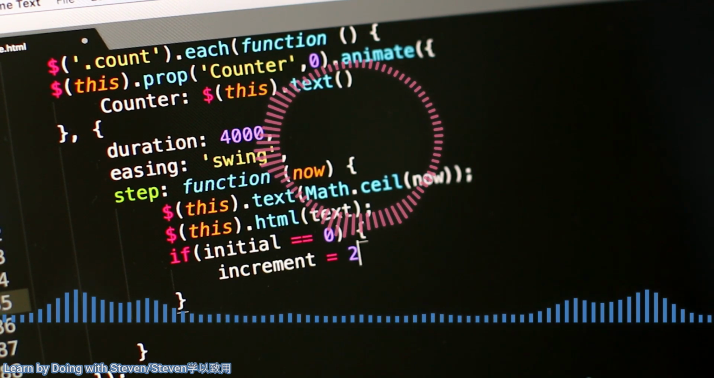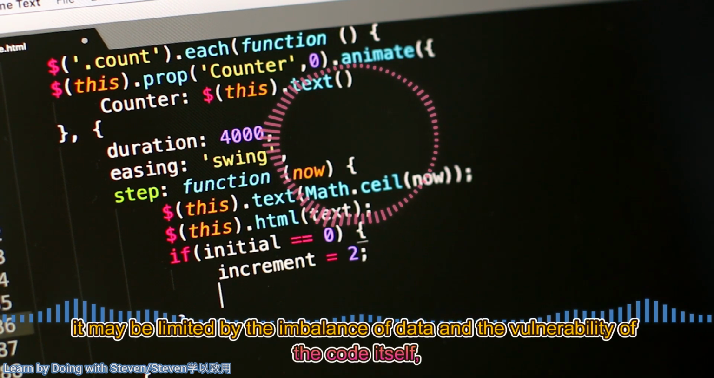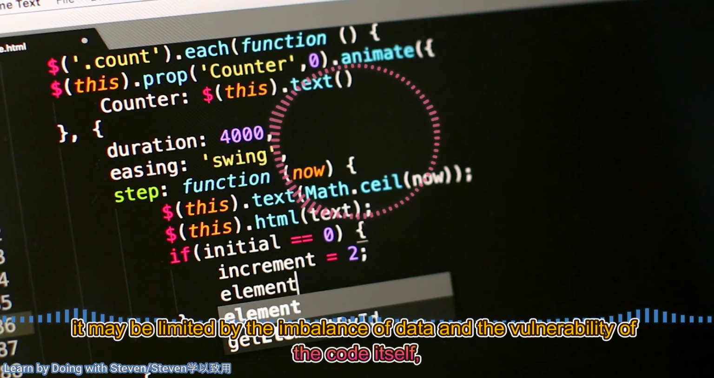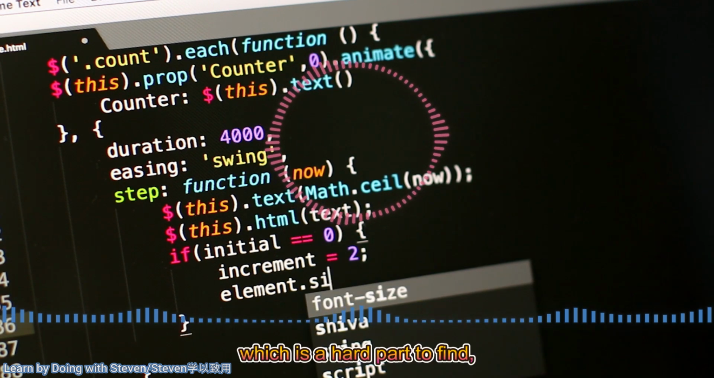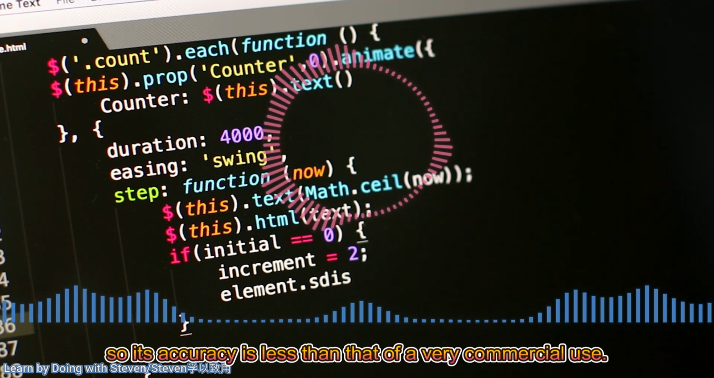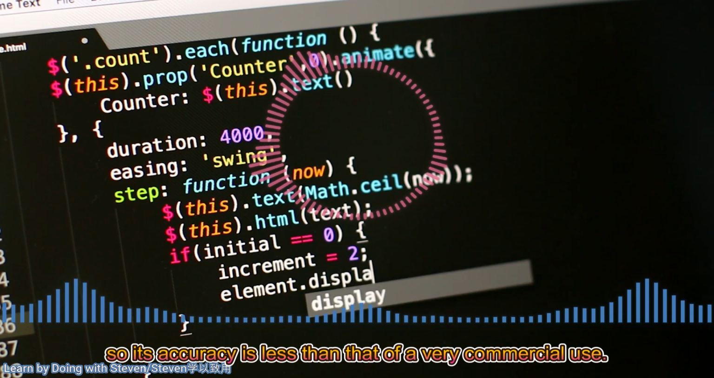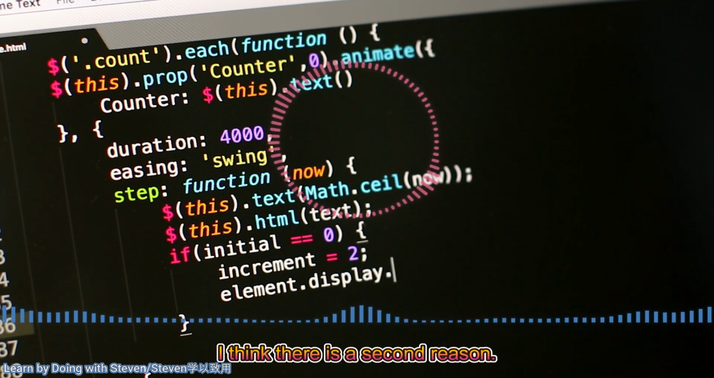Well, on the one hand, it may be limited by the imbalance of data and the vulnerability of the code itself, which is a hard part to find, so its accuracy is less than that required for very commercial use. I think there is a second reason.